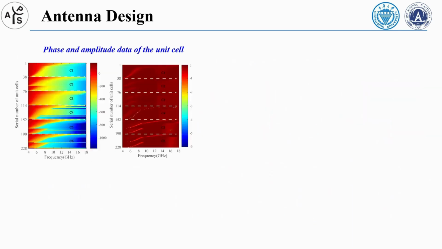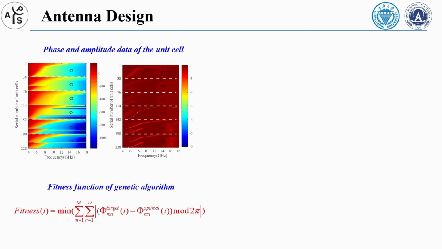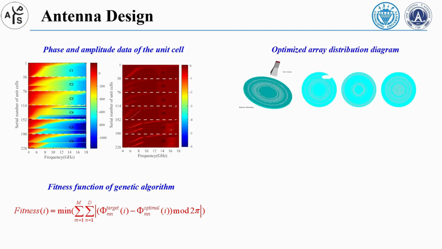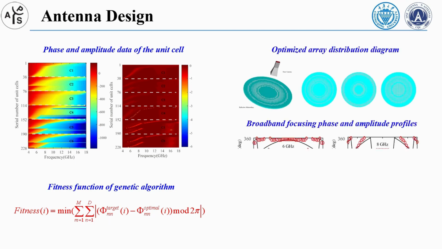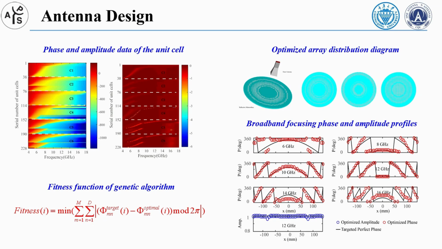By adjusting the parameters of the 6 types of units, 228 units of phase and amplitude data are obtained. Then, genetic algorithm is used to select the units. Different from the conventional discrete multi-frequency point optimization, thanks to the wide band phase response of the units, the quasi-continuous frequency optimization method can be effectively applied. Finally, the array distribution shown in the upper right corner is obtained, comparing the theoretical and simulated amplitude and phase relationships at different frequency points. It can be found that the antenna has very good focusing characteristics in a wide frequency band.